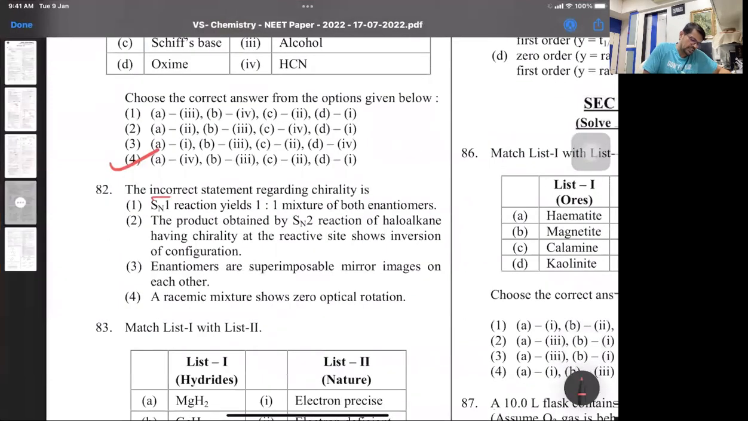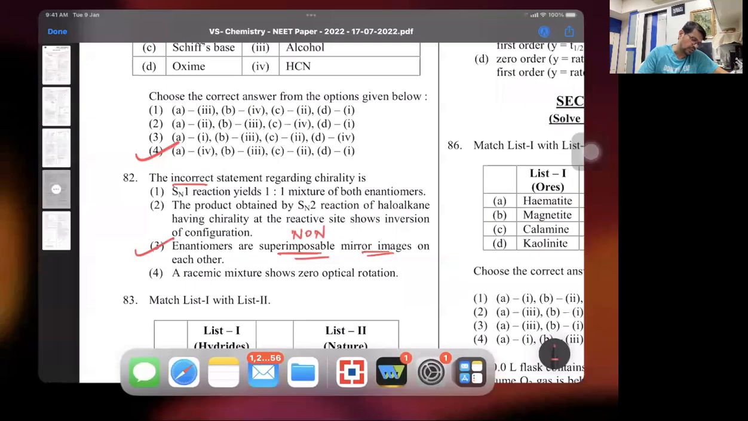82nd one, the incorrect statement. SN1 gives 1:1 mixtures of both enantiomers, correct. 50-50, 50% dextro, 50% levo. If it is chiral, the product by SN2 gives 100% inversion of configuration. That's Walden inversion. Enantiomers are superimposable mirror images of each other. This is the false one. They are actually non-superimposable mirror images of each other. One cannot be superimposed over the other. They have the same molar mass, but they have equal rotation in opposite directions. So 82 is the third one.